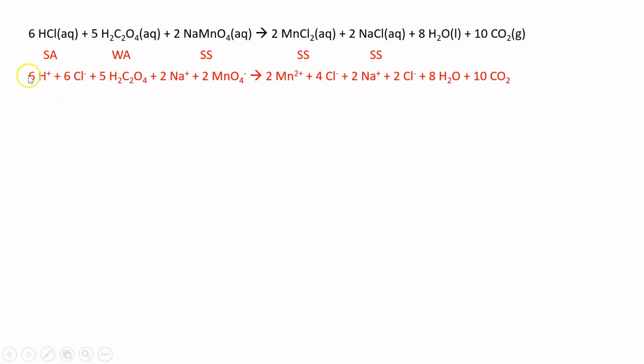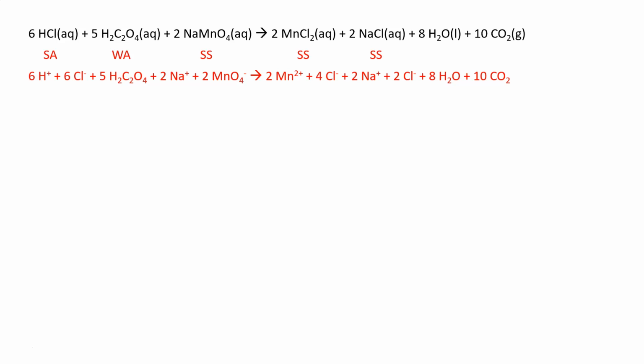We have 6H plus, 6Cl minus. We have 5 of the weak acid that we have here. We have 2Na plus, 2MnO4 minus. We have 2Mn2 plus. We have 4Cl minus. That's 2 times 2. That's where that came from. I have 2Na plus. I have 2Cl minus. I have 8H2O and 10CO2. It's a lot to write down in this first step.